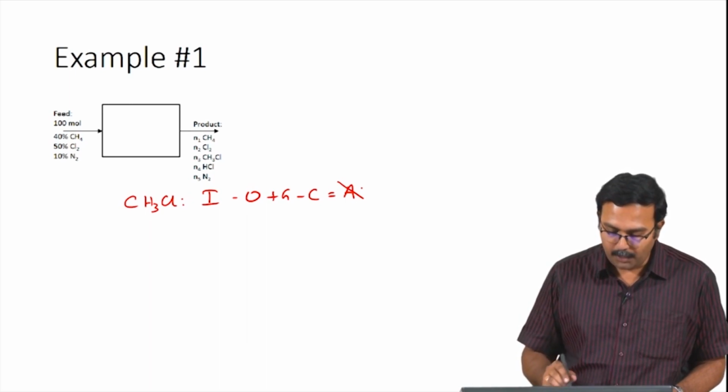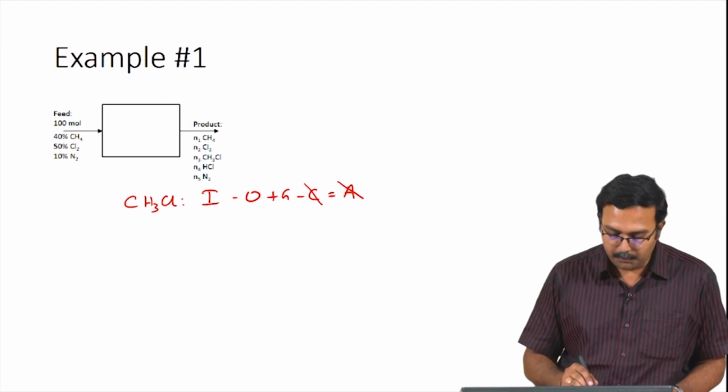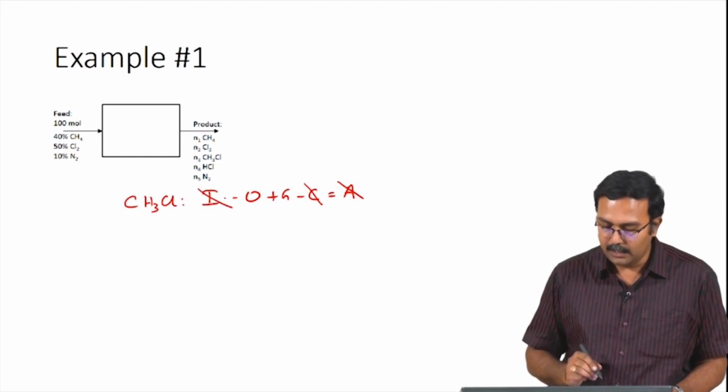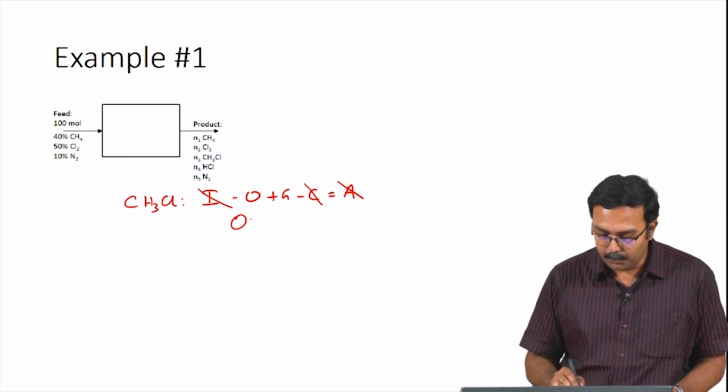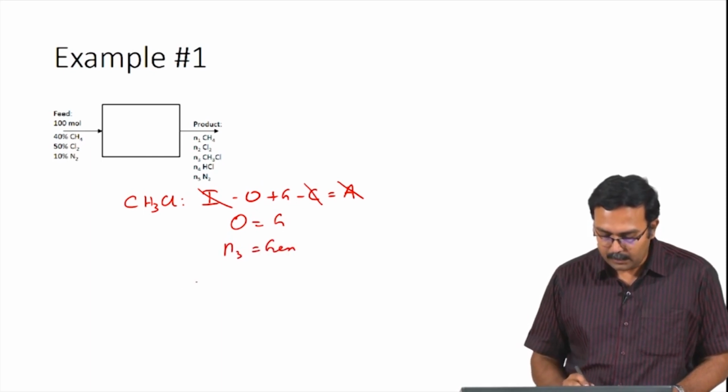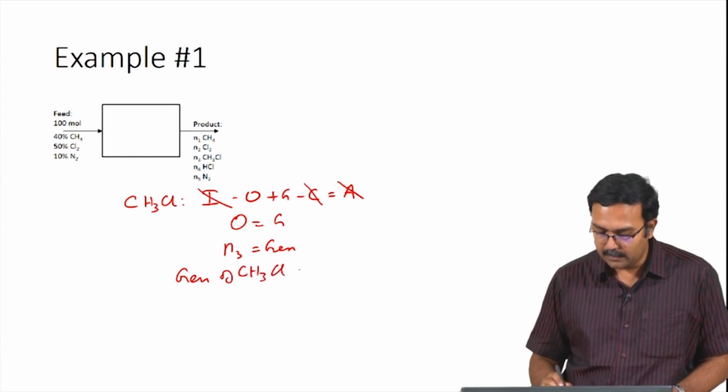So, this is a product, so there is no consumption, there is only generation, there is no input of CH3Cl. So, you are left with output equals generation. So, your output which is N3 is equal to generation. So, now we need to know what the generation of CH3Cl is.